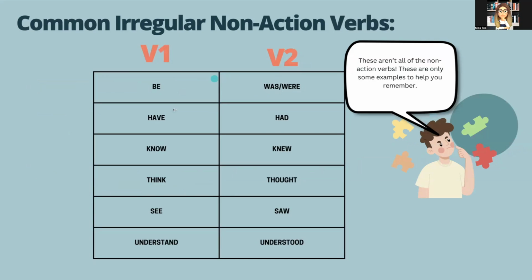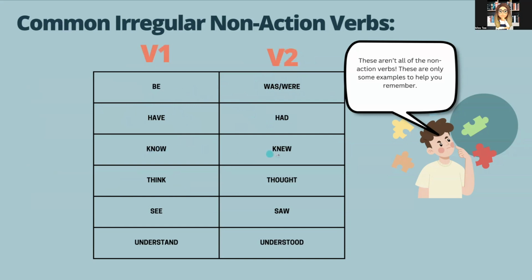Let's look at an example of irregular non-action or stative verbs. We've seen be. Now, when we change it to the V2 form, we know that it's was or were. And there's two options here because it depends on whether it's singular or plural. So I was, they were. Then we have have. So this is in its V1 base form. And then we can change it to had as well. And this is in the simple past form.